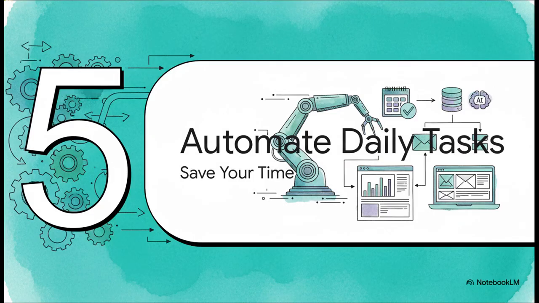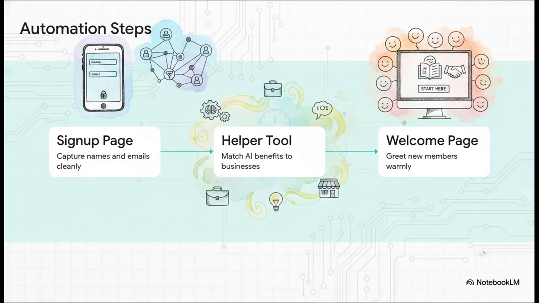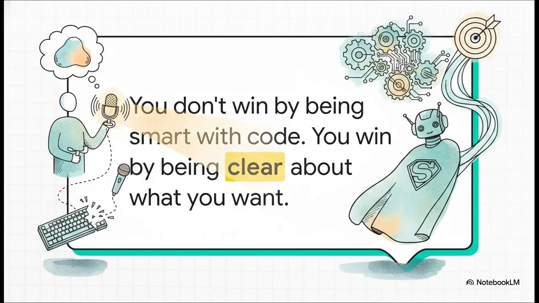Next up, Section 5, automating daily business operations. Check out this super effective 3-step flow you can set up right now. First, ask the AI to build a clean sign-up page to grab names and emails. Second, have it whip up a custom interactive helper tool, like a neat little quiz where users pick their business type and get customized tips. Stuff like that builds incredible trust while you're fast asleep. And third, generate an automated welcome page to greet those new members and get them pumped. Zero code, maximum efficiency.